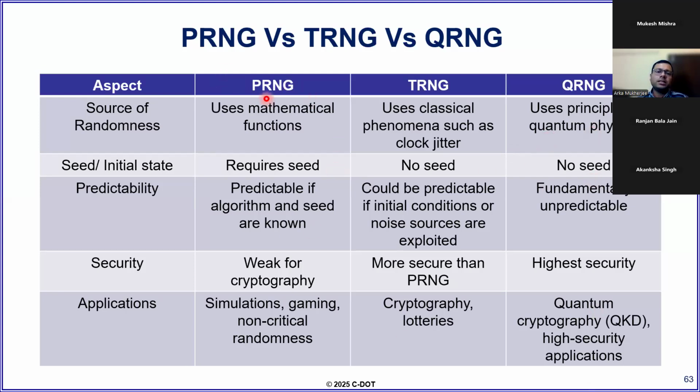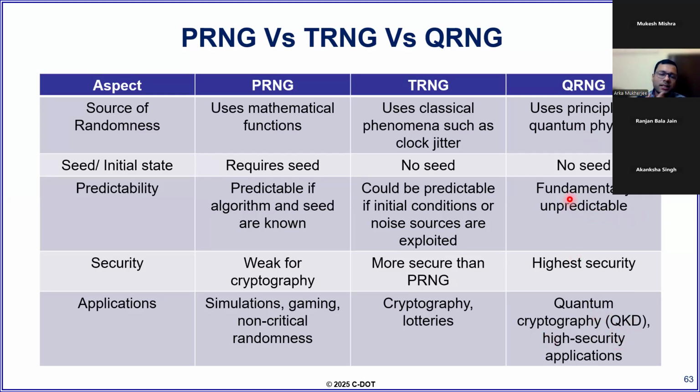But the issue with PRNG is that it requires a seed. And if we know the seed, then the next sequences are highly predictable, because it is governed by a mathematical function. That's why, although it was used heavily earlier, it is weak for cryptography. It is mostly used for simulation and some non-critical applications. TRNG is secure, but it is thought that under certain conditions it could be predictable again. It is also used in cryptography and lotteries. The most recent one is the QRNG, and it is the most secure form of randomness source. It is fundamentally unpredictable because it is using the laws of nature, or quantum physics. So it is mostly used in QKD and other high security applications.